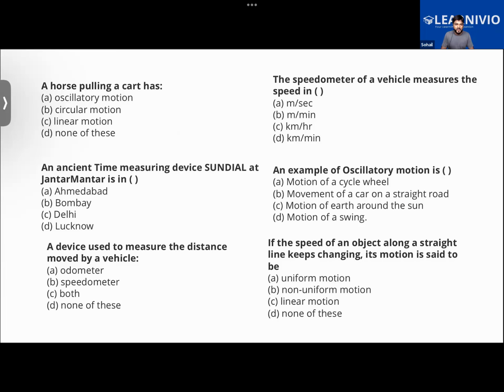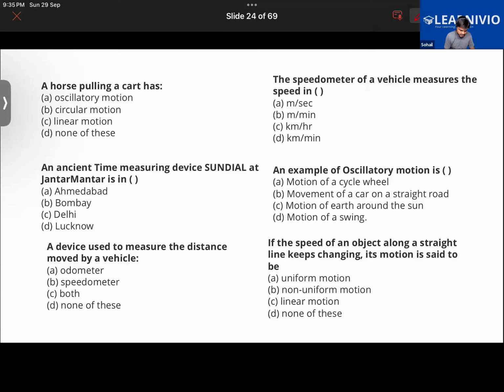This question you can skip for now. Later on, when we'll be learning about time, there we'll be learning about the sundial in detail, so don't do this one. You have one minute for A, B, C, D, and E. Just answer in the class. I want to save time, and we have to complete the chapter on time.